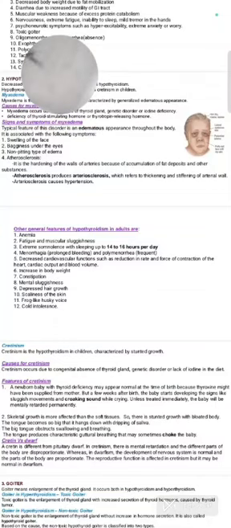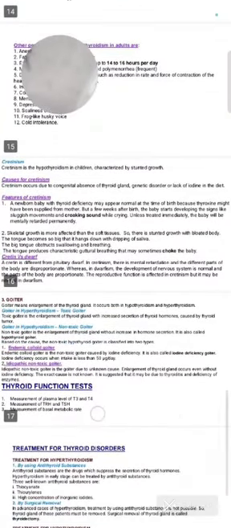And the next is cretinism. Cretinism is the hypothyroidism which occurs in children, which is characterized by stunted growth. The causes for this are the congenital absence of thyroid gland, or else a genetic disorder, or even sometimes lack of diet in the children.